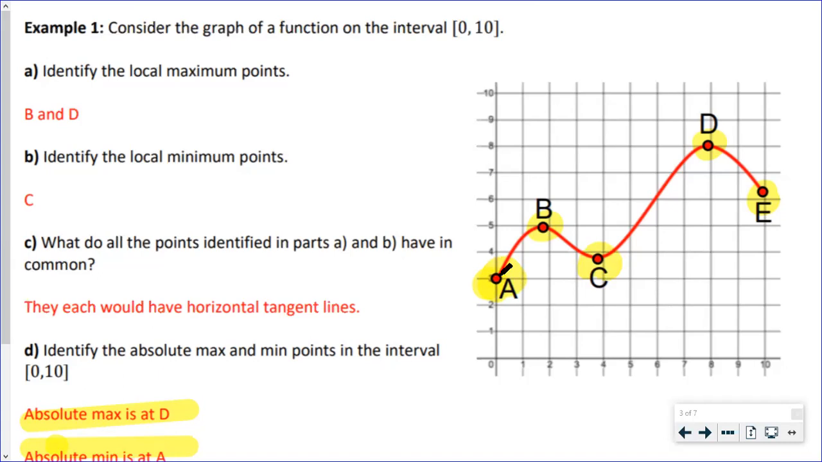Now, something that all these local max and local min points have in common is that they each would have horizontal tangent lines. That means the derivative at those local max and local minimum points is equal to 0. The slope of the derivative function is equal to 0 at all those points. That is definitely something that could come up as a multiple choice question.